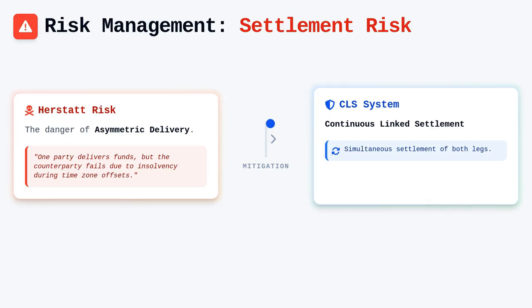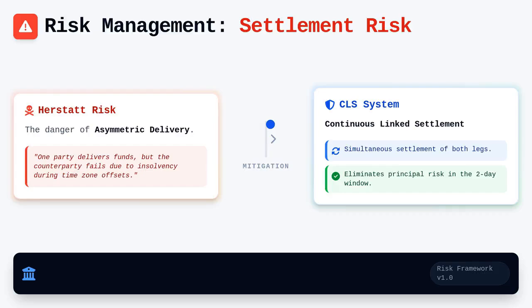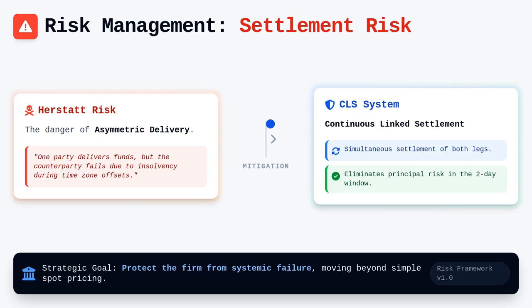By participating in the CLS network, institutions effectively eliminate the principal risk that would otherwise exist during the two-day settlement window. Internalizing this framework ensures you do not just understand how to price a spot trade, but also how to protect the firm from systemic failure.